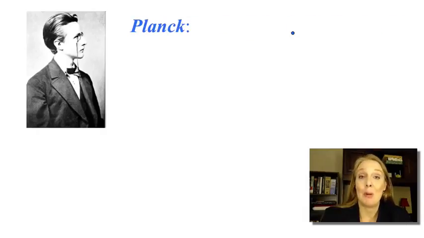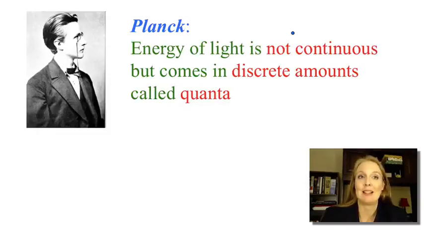Planck then had to throw out the entire theory that light was only a wave. And he decided that the energy of light is not continuous, and it comes in discrete amounts that he named quanta. He came up with this breakthrough equation in his theory, and that is E equals nhν.